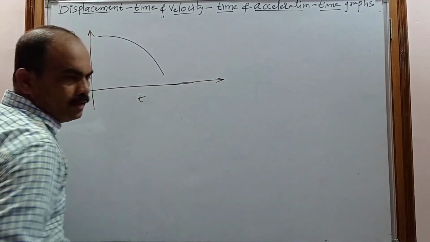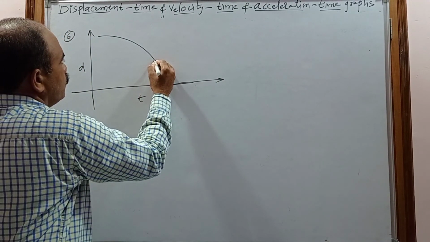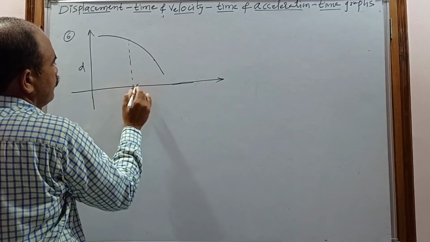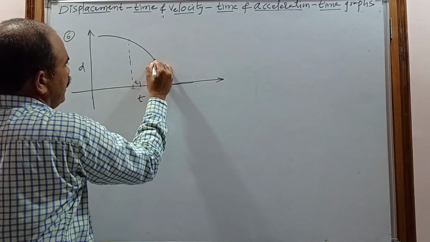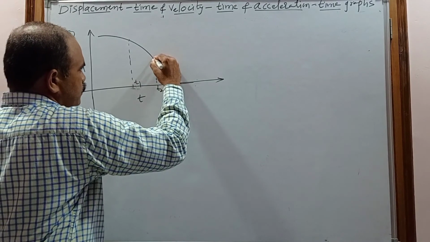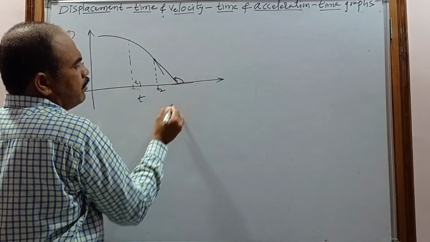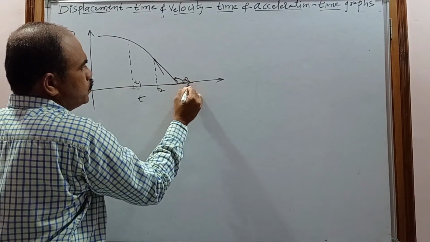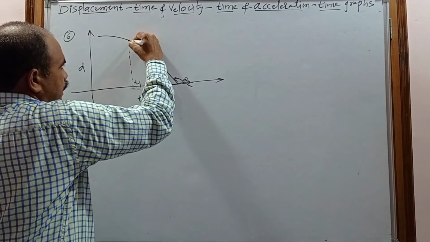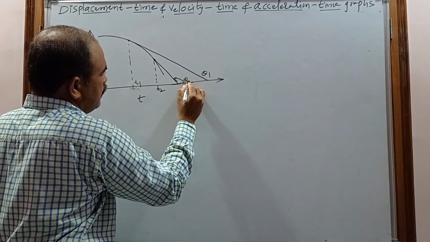The graph will be like this. To explain which type of motion it can represent, I am taking two points: one at time t1 and another at time t2. I am drawing the tangent at time t2. Consider the angle made by this tangent to be theta 2, and this is the tangent drawn at time t1 at this point. This is theta 1 and this is theta 2.